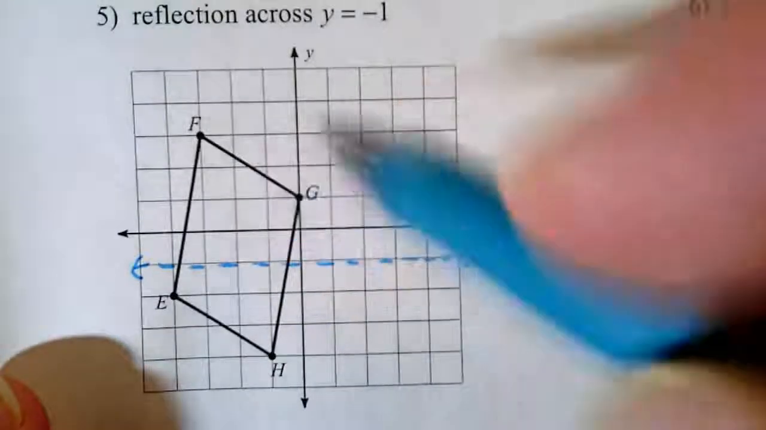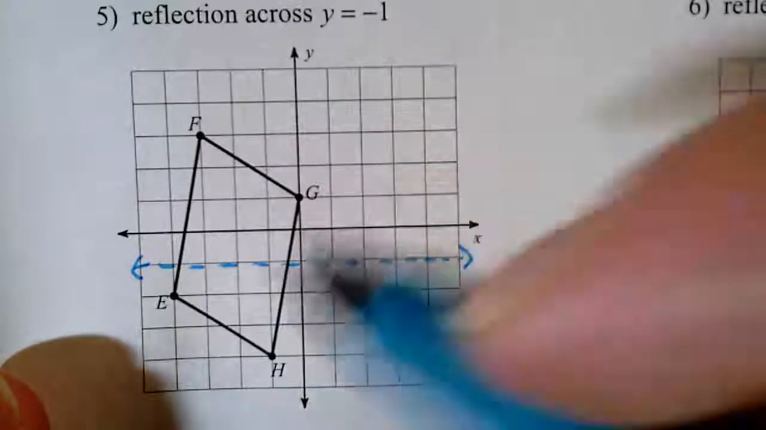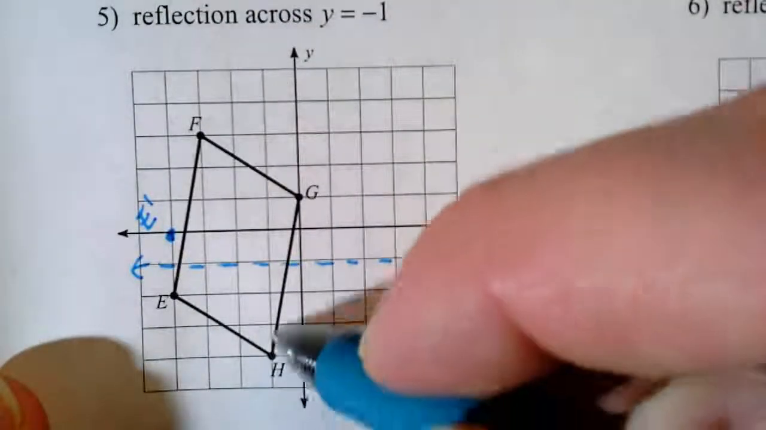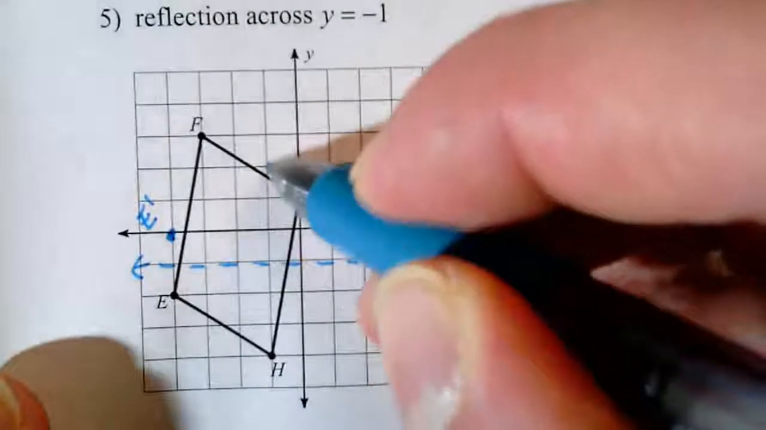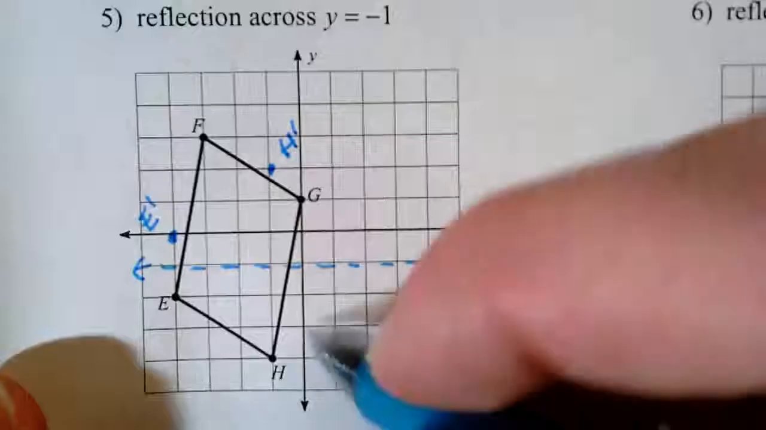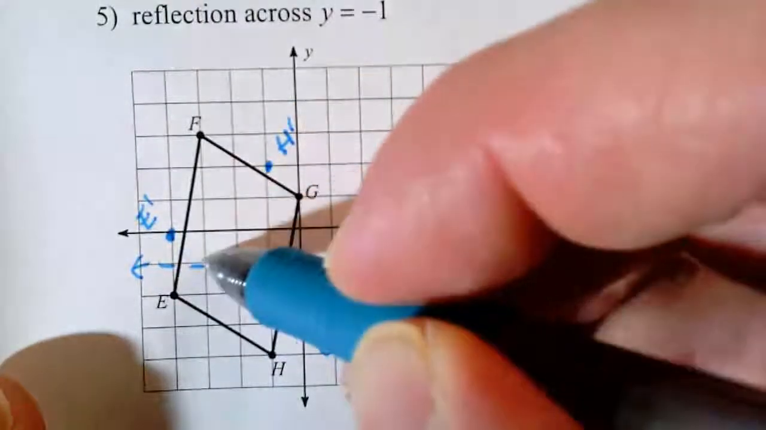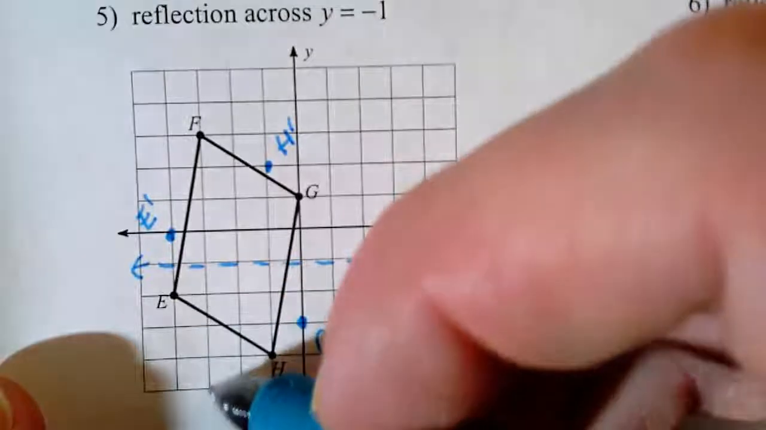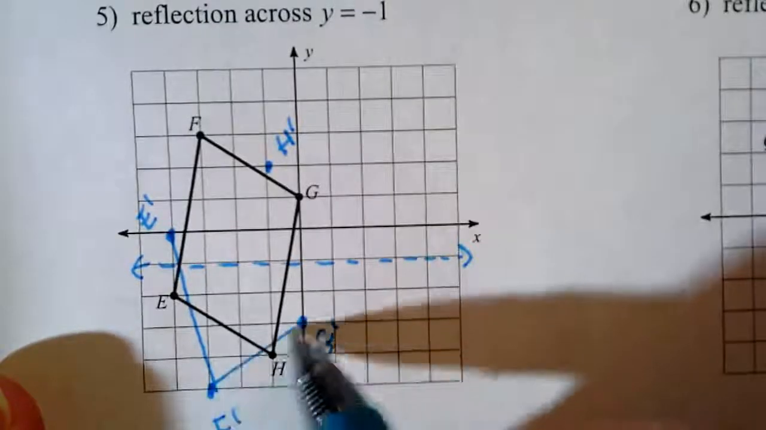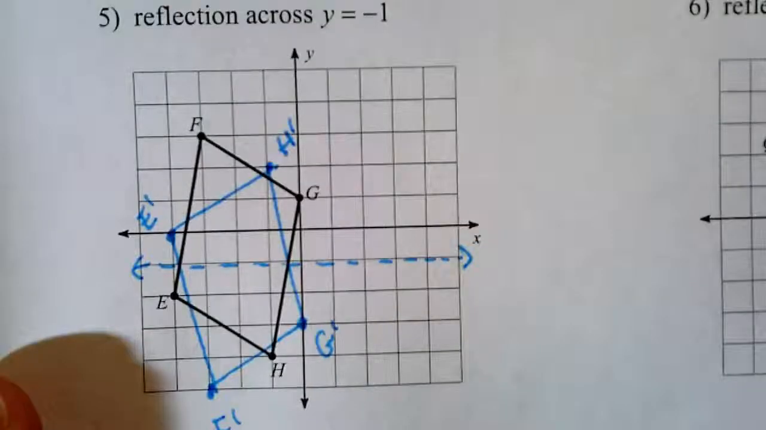And let's see, we do the same thing. So E is 1 space away from the line y equals -1, so its image, E prime, will be 1 space away in the other direction. H is 1, 2, 3 spaces away from the line, so 1, 2, 3 spaces in the other direction. G is 2 spaces away, so G prime will be 2 spaces away in the other direction. And F is 1, 2, 3, 4 spaces away, so 1, 2, 3, 4 spaces in the other direction for F prime. And we just connect the 4 points there. All right, and we're done.